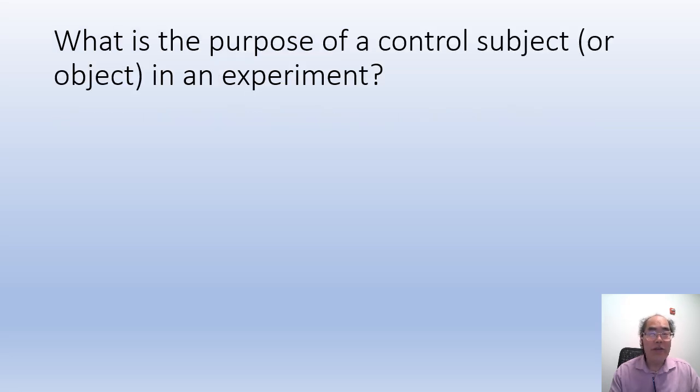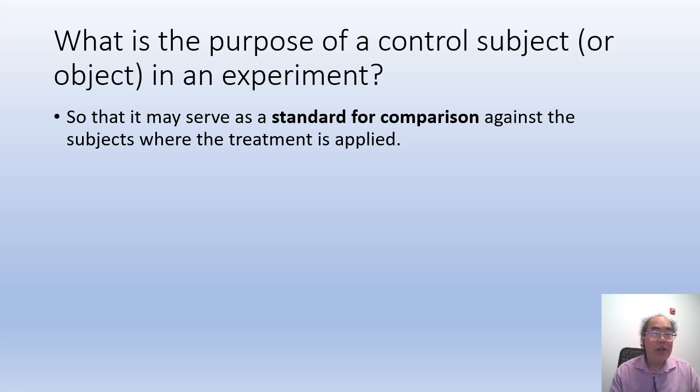What is the purpose of a control subject or object in an experiment? Please answer. So that it may serve as a standard for comparison against the subjects where the treatment is applied.